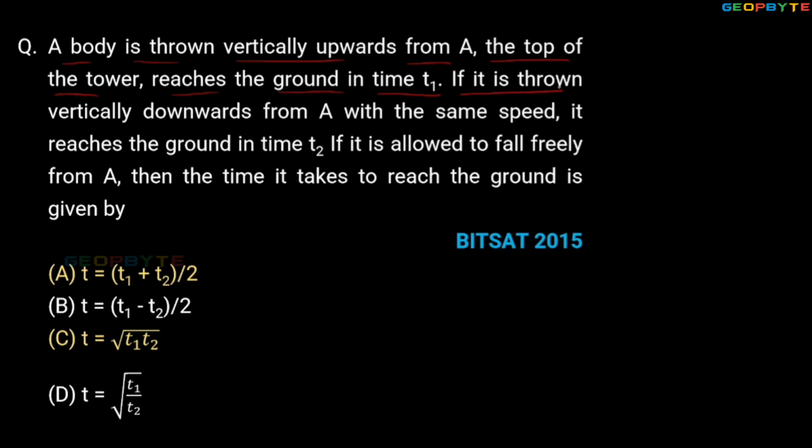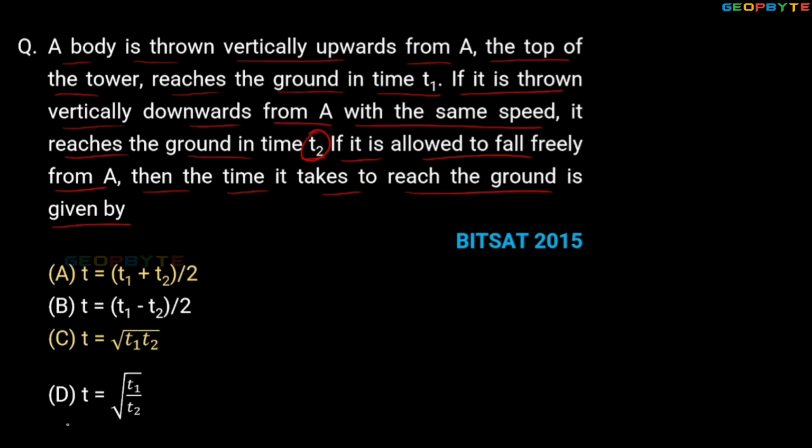Okay? If it is thrown vertically downwards from the same point A with the same speed u, it reaches the ground in time t2. If the same body is thrown vertically downwards from the same point with the same speed, it is reaching the ground in the time t2. If it is allowed to fall freely from the same point A, then what is the time required to reach the ground when the same body is just dropping down from the same point at the top of the tower?